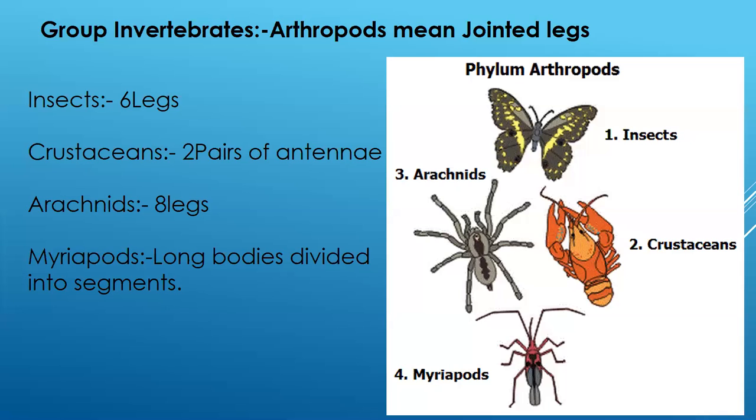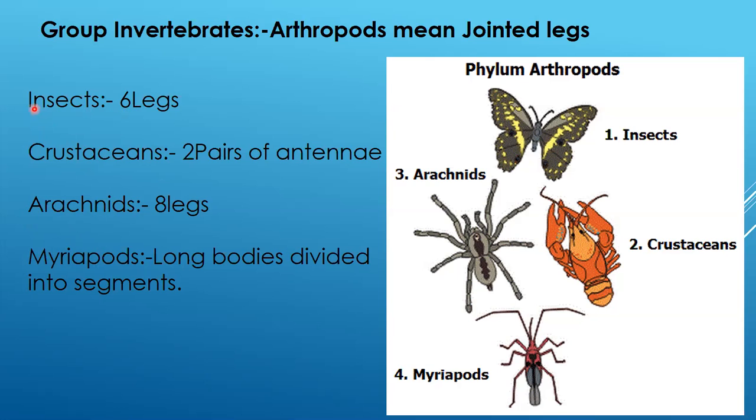Now, the term arthropod means jointed legs, as we just said. Now they are divided into 4 subgroups: insects, crustaceans, arachnids, and myriapods. So these are the 4: myriapods, arachnids, crustaceans, and insects.